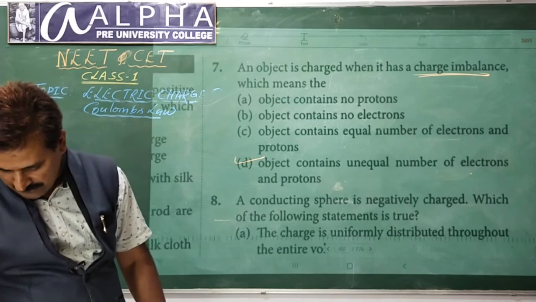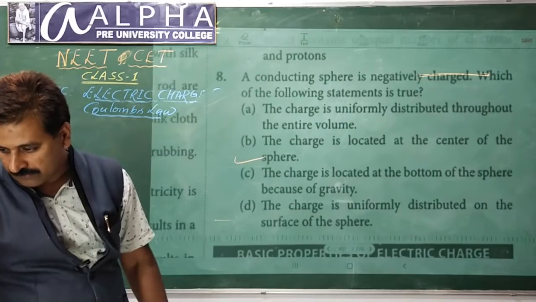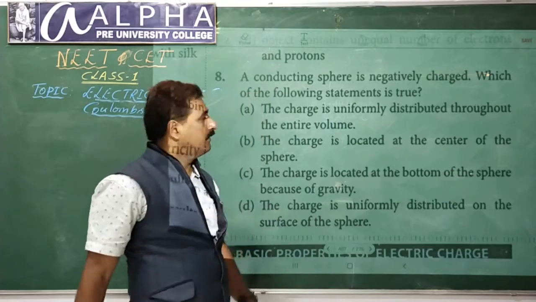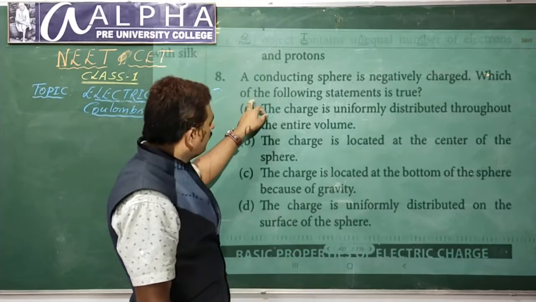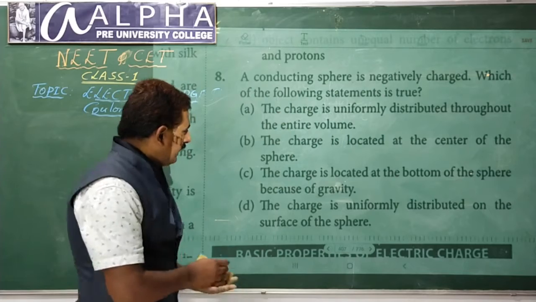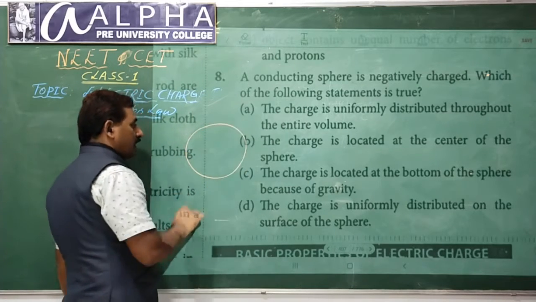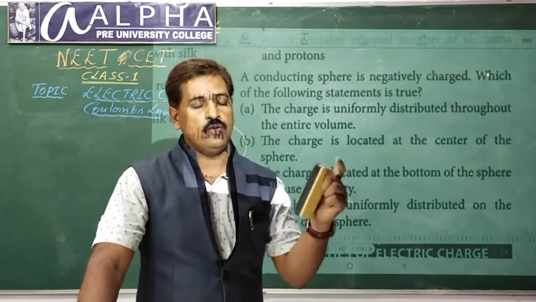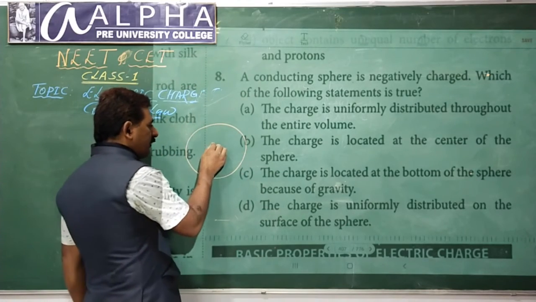That is question number 8. Let me read question number 8 now. A conducting sphere is negatively charged. Which of the following statements is true? Sphere is negatively charged. As I explained in the regular classes, you put charge on a conductor. What is a conductor? A body which allows charges to flow through. Best example, metal. Let's consider a copper sphere. Put some charge somewhere here.